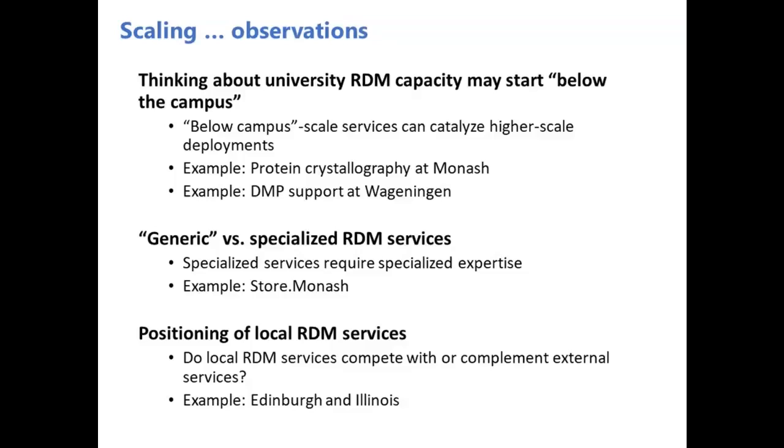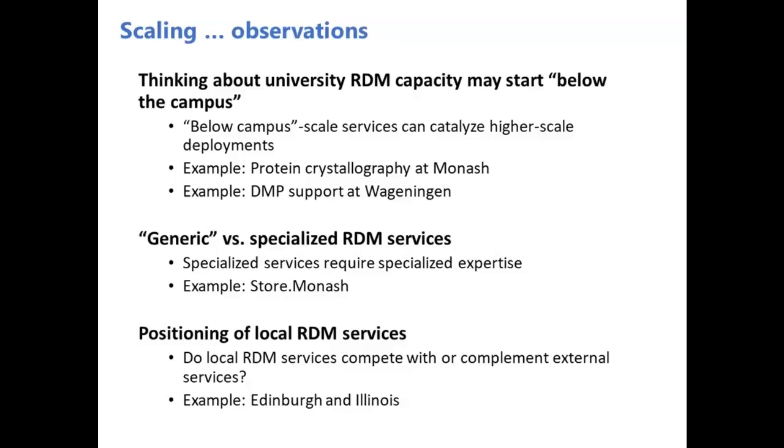So different universities take different positions on this. Among our case study partners, for example, Edinburgh would very much like its locally deployed RDM services to be seen as the best choice for local researchers to meet their RDM needs, rather than as sort of a last resort when external options are not available. But in contrast, Illinois doesn't necessarily see its data repository as a first choice for its researchers, but rather as just one repository among many that can be used when external options don't exist or are otherwise not suitable.